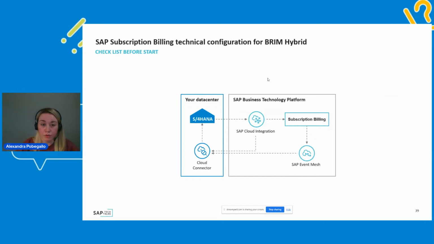So for the hybrid solution, if you already have the S/4HANA, you obviously need the S/4HANA, and you need a cloud connector, SAP Cloud Integration, and the subscription billing service in your BTP account. And if you want to implement subscription billing synchronization, where some parts need to be sent from the S/4HANA to the subscription billing and back, if you plan to do this on a schedule, you need only SAP Cloud Integration. But if you plan to do this based on events appearing in your S/4HANA, then you need SAP Event Mesh.